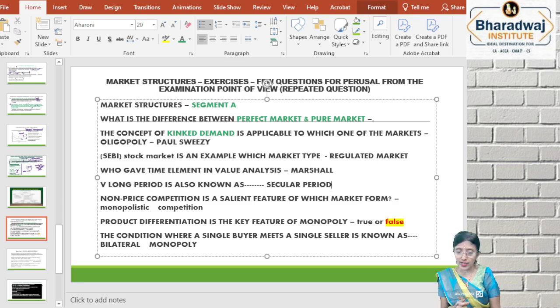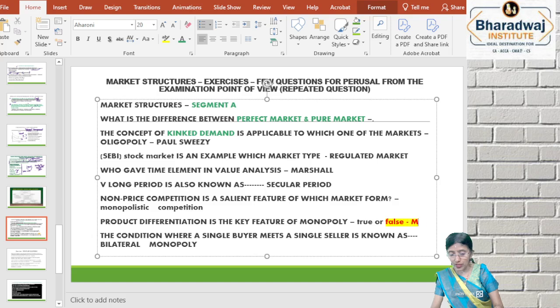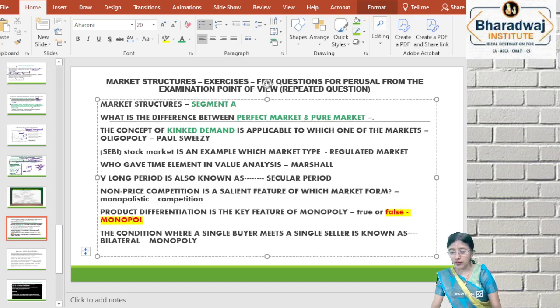Non-price competition is a salient feature of which market? Monopolistic competition. Non-price competition is a brand war: I am better than you. And product differentiation is a key feature of monopolistic competition, not monopoly. Price discrimination as a tool comes under monopoly. Product differentiation under monopolistic competition. The condition where a single seller meets a single buyer is known as bilateral monopoly. Look at the answers.